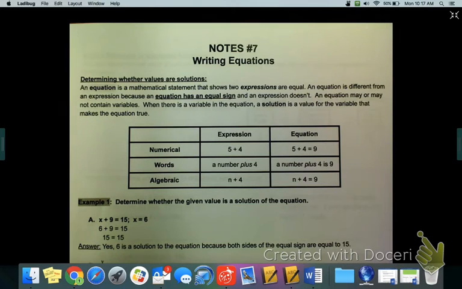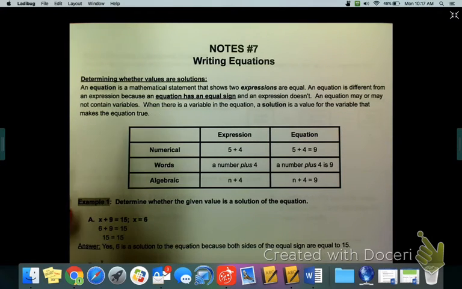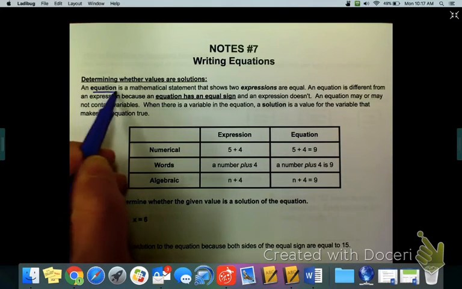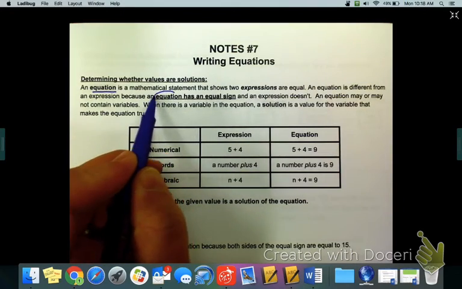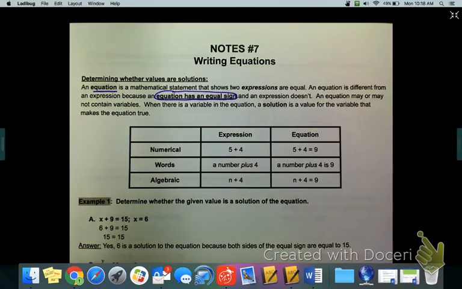We are going to determine whether or not a value is a solution to an equation. An equation is a mathematical statement that shows that two expressions are equal. An equation is different from an expression because an equation has an equal sign. So far, everything we've worked with has been expressions. They do not have equal signs. But now with the equations, they will. An equation may or may not have a variable, and when there is a variable in the equation, a solution is a value for the equation that makes it true.